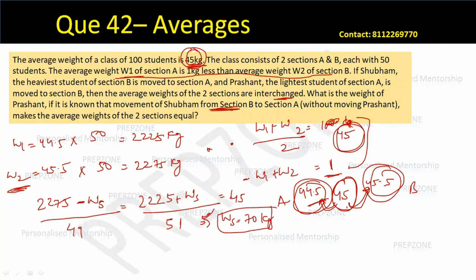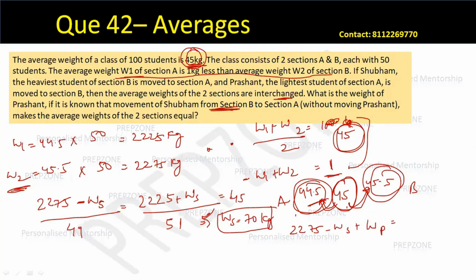Now I can use this information that if Shubham, the heaviest student from section B, is moved to section A, and Prashant, the lightest student of section A, is moved to section B. Okay, so initially what was the weight of section B? 2275. From this, Shubham has been moved and Prashant has been added. So this becomes my final weight of section B. And it is given that the average weights of the two sections are interchanged.